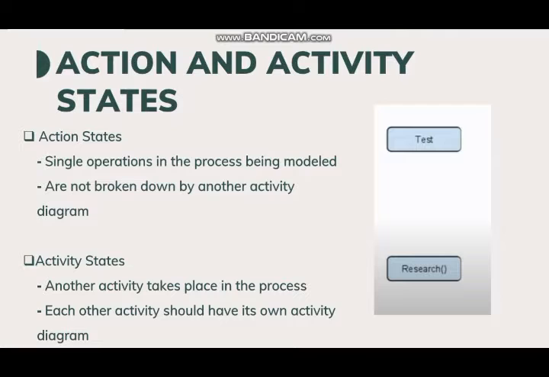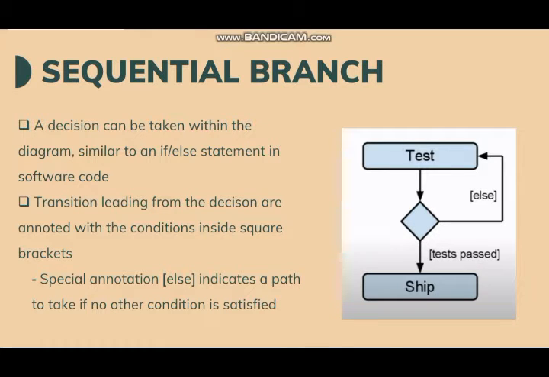Within an activity diagram, we can make a decision to perform one step or another, or repeat a prior step, based upon some condition. In a UML activity diagram, this decision is called a sequential branch. A decision can be taken at the point of the diamond, and then the transitions leading from the diamond will indicate the next state. Conditions associated with those transitions are included in square brackets as annotations next to the transition arrows. The special annotation else indicates a path to take if no other condition is satisfied.